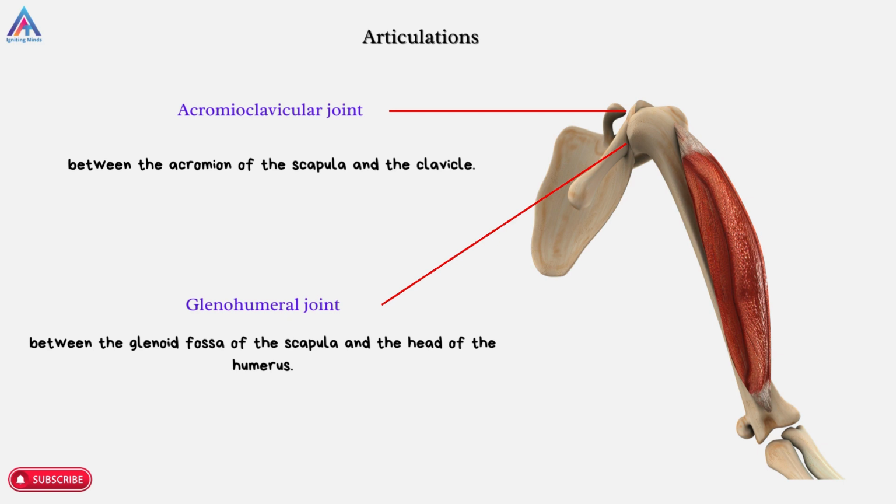Articulations for the scapula include the acromioclavicular joint between the scapula's acromion and the clavicle, and the glenohumeral joint between the glenoid fossa of the scapula and the head of the humerus.